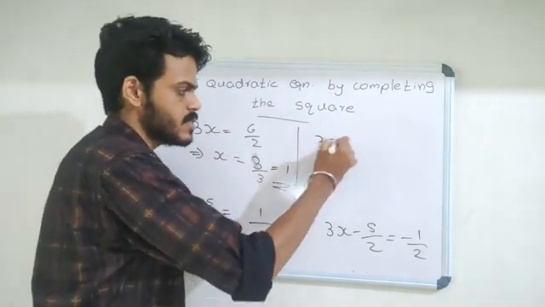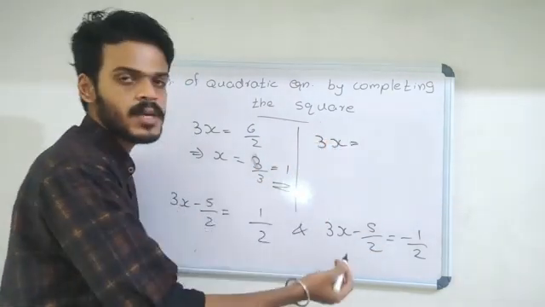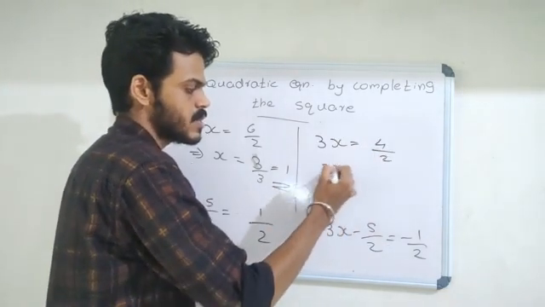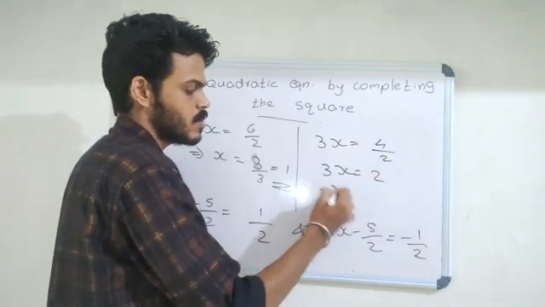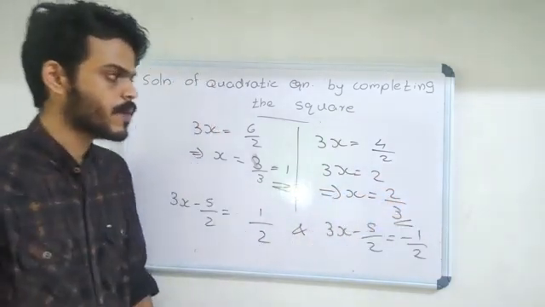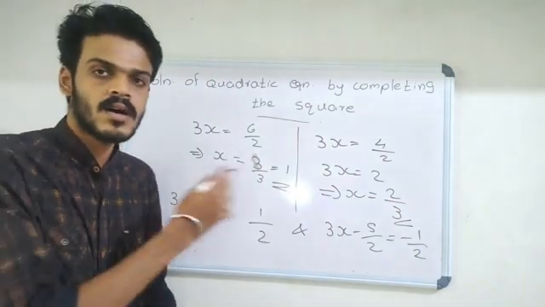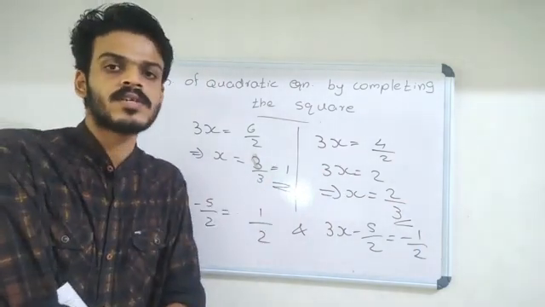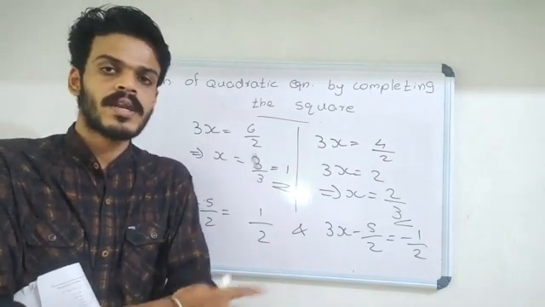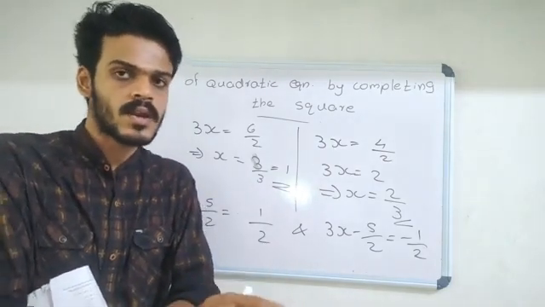Now consider the second case. Here 3x will be minus 1/2 plus 5/2, that is 4/2. 4/2 means 3x equal to 2. Here x will be equal to 2/3. Okay, so these are the roots of this equation, or these are the values of x in this equation. Hope you have understood the method of completing the square.